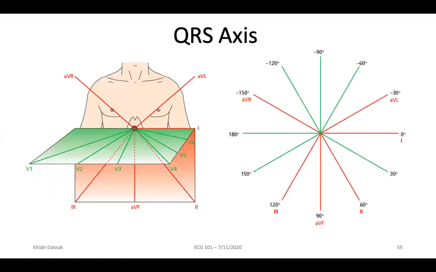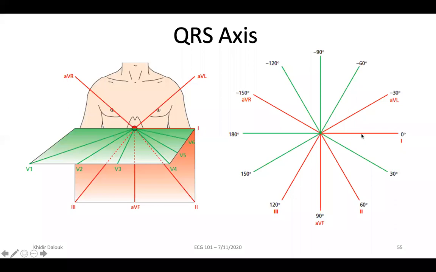The next thing in our systematic approach is the axis. And axis, as I mentioned earlier, refers to the activation wavefront in the horizontal plane and on the frontal plane. The frontal plane is the one going downwards, where you mainly look at the limb leads. For the horizontal plane, you look at leads V1 to V6. As you can see, this is the hexaxial diagram. This is made by the Einthoven triangle.